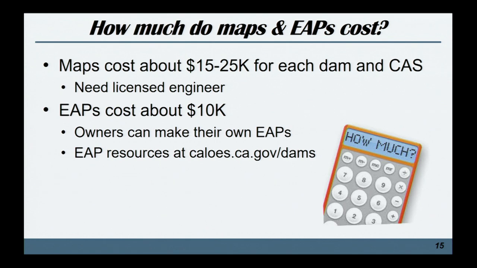One question that we get pretty often is, how much do these documents cost? We understand they're expensive for many owners. We did an economic analysis and discovered that the maps can cost around $25,000 per map. One of the big costs is that you need a licensed engineer to prepare these. It involves detailed hydraulic modeling. And that's per map. So if you have a dam that has one critical appurtenance structure, you need two maps. We understand that the cost can be significant for some owners.